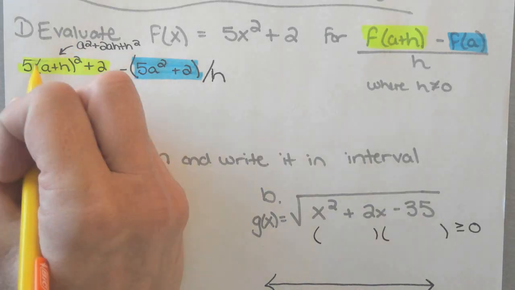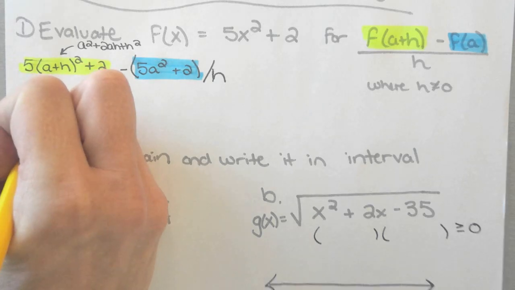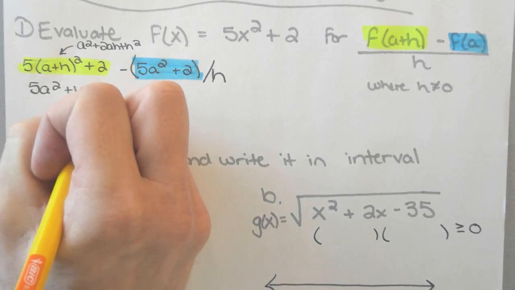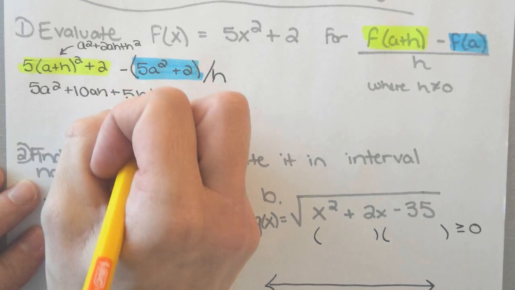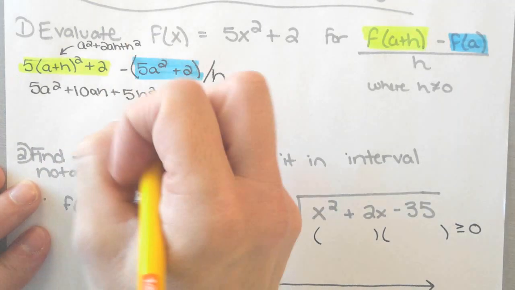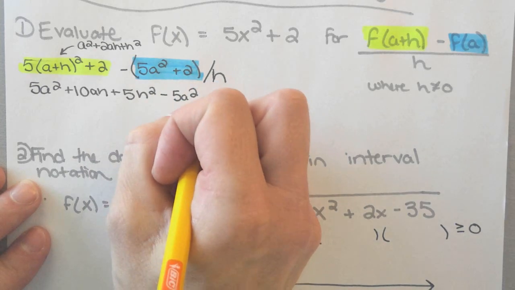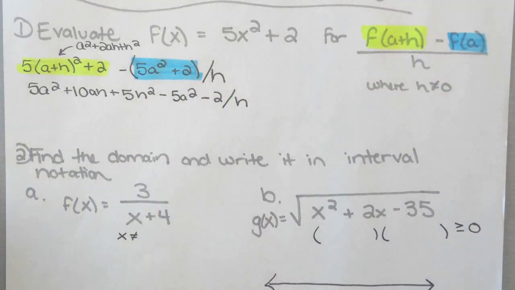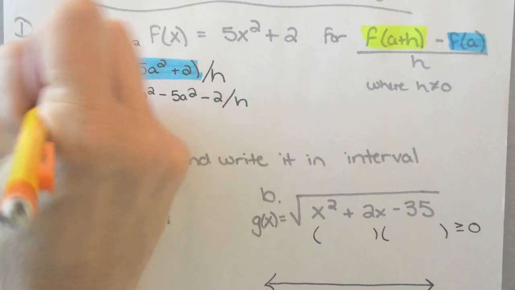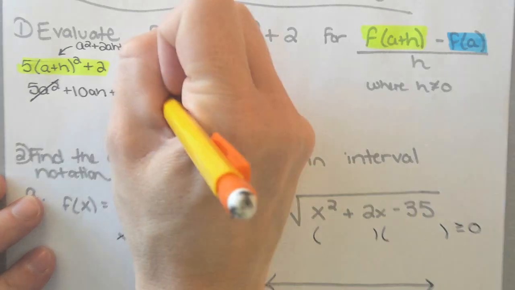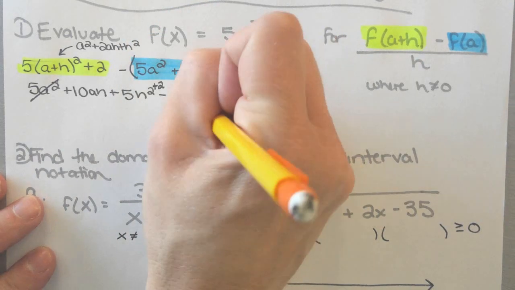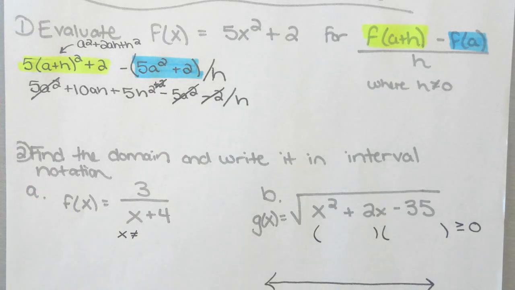I'm going to do a bonus step here. I'm also going to distribute: 5A squared plus 10AH plus 5H squared. Then I've got minus 5A squared minus 2. Be careful that you use parentheses around this second part because this whole thing is being subtracted. So we need both parts of it being subtracted. Stuff should cancel. If stuff isn't canceling, oh, I forgot my plus 2. There we go. If stuff is not canceling, then something went awry, right? Like I just noticed, my 2's aren't going to cancel. That's because I forgot the other one.